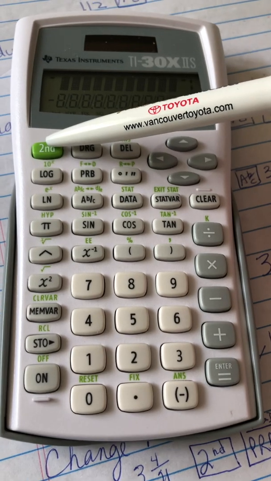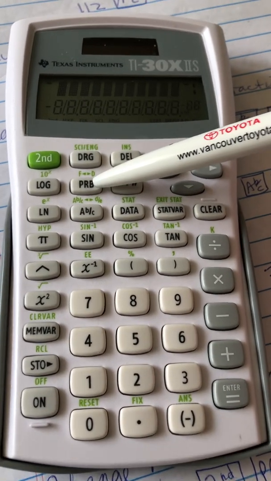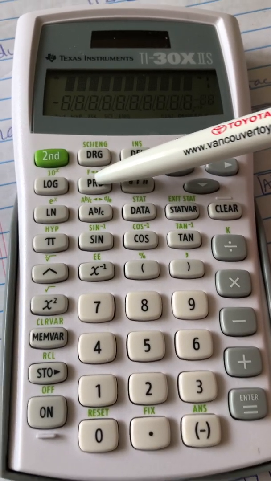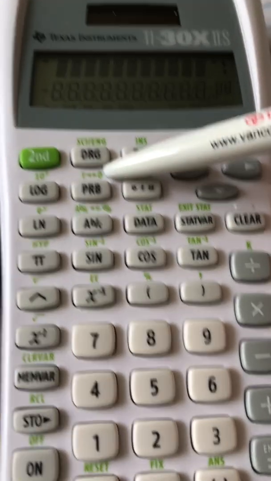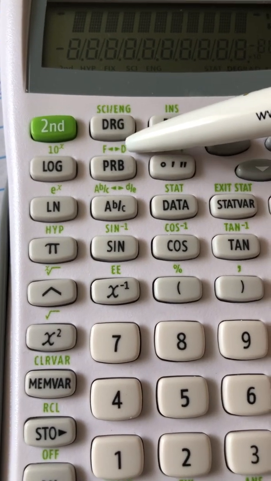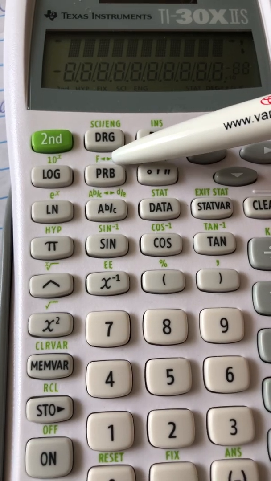The other thing that I want to point out is this PRB button, which is for probabilities. We're not going to use it, this key isn't important to us. It's actually what's above the key that is important to us. It says F to D, which means from fraction to decimal or decimal to fraction. It'll just automatically convert things for us.